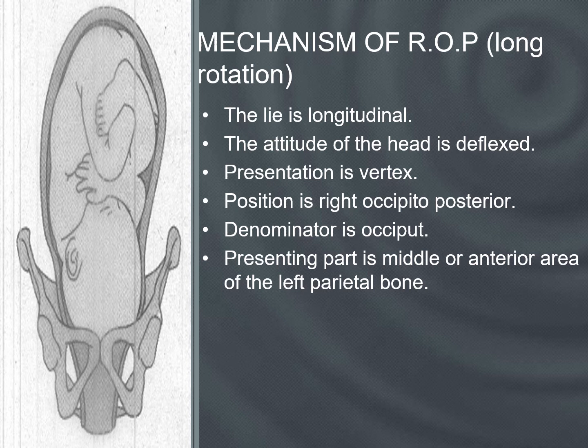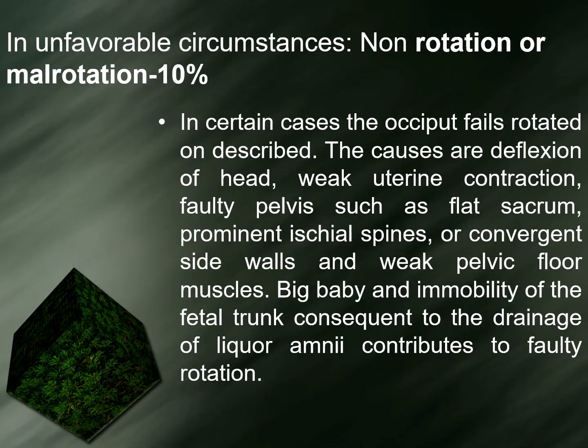Here I'll be just touching on the mechanism because in the previous video I have given a detailed explanation about the mechanism. So I'm not going to go into detail. Here the lie is longitudinal, attitude of the head is deflexed, presentation is vertex, position is right occipito-anterior or left occipito-anterior, denominator is occiput, presenting part is middle or anterior area of the left parietal bone. And for the mechanism of this ROP or LOP, you just see the previous video.